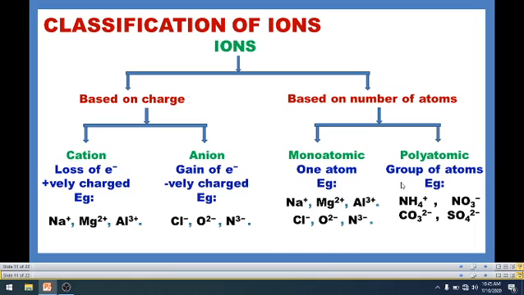Polyatomic ions means group of atoms. Look at the example: ammonium ion, NH4+, a group of atoms, totally 5 atoms, 1 nitrogen and 4 hydrogen atoms. So it should be a polyatomic ion. CO3 2-, carbonate ion, sulfate ion, nitrate ion, these are all polyatomic ions. So based on number of atoms, ions are classified into monoatomic ions and polyatomic ions.